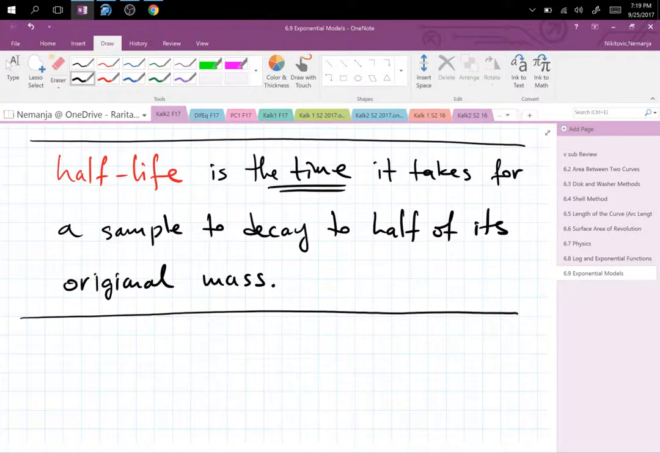You have the entire mass of 10, you wait, let's say 5 days, it cuts it to 5. You wait another 5 days, it cuts it to 2.5. You wait another 5 days, it cuts it to 1.25, and so on. So you have to wait the entire half-life in order for it to lose a certain amount. Now you have radioactive elements like uranium, plutonium, and so on, where you have to wait thousands of years for it to decay to half of its mass.